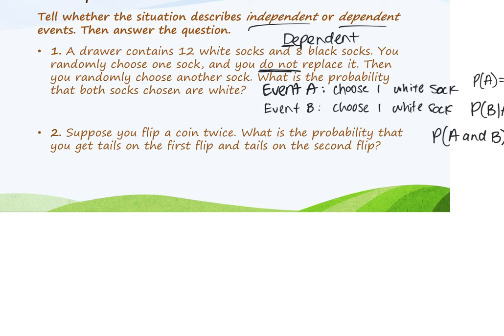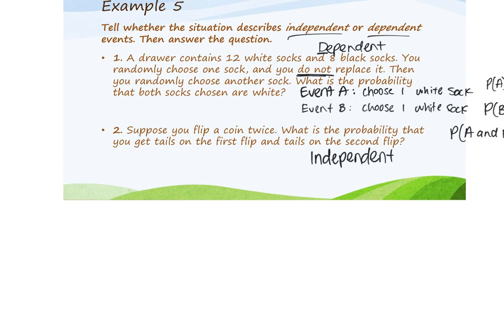Does anyone know why they're independent? You don't have to replace anything. Does flipping a coin one time affect what you flip the next time? No, so they have nothing to do with each other. Do you guys agree? So flipping the coin is completely independent, okay? So we're going to use a different formula. The probability of A and B is just equal to the probability of A times the probability of B.